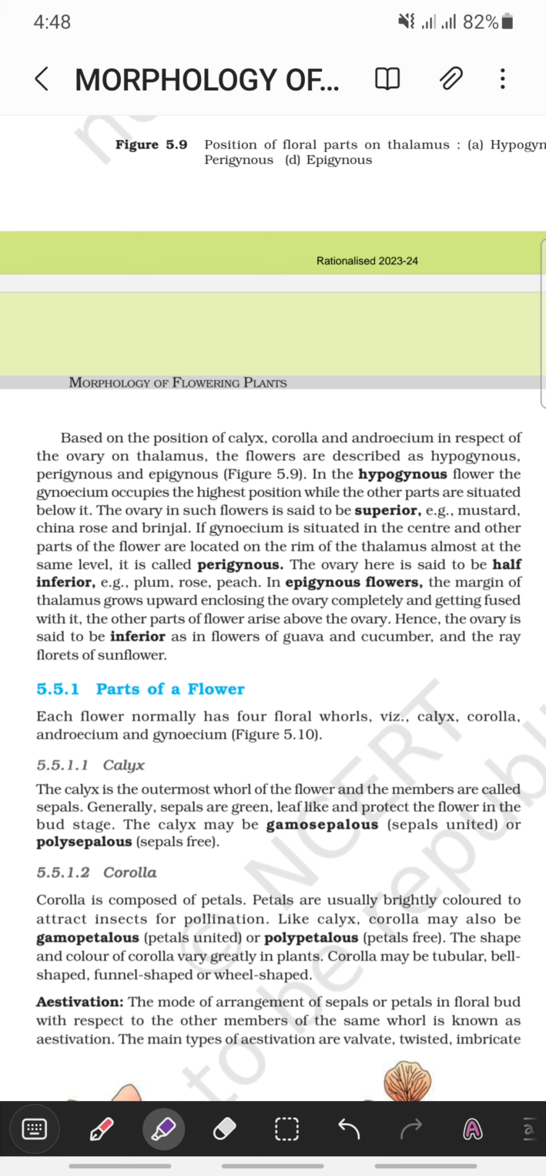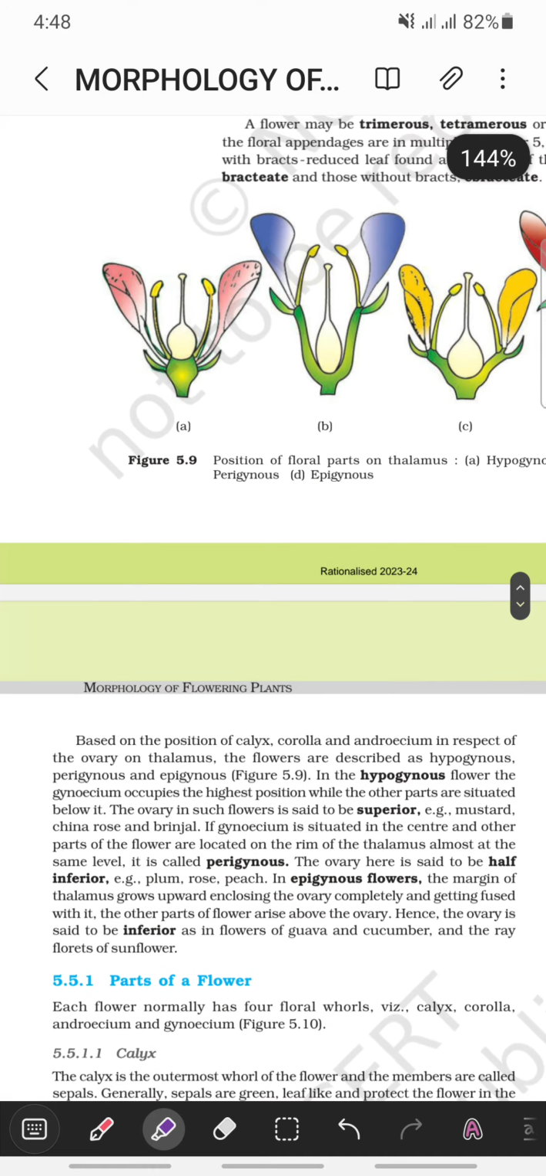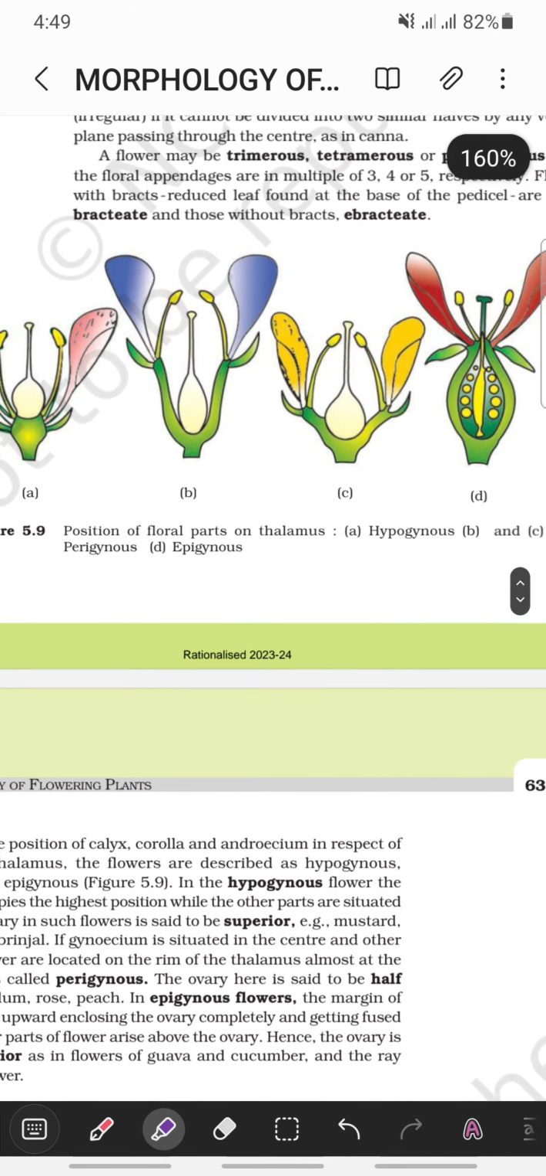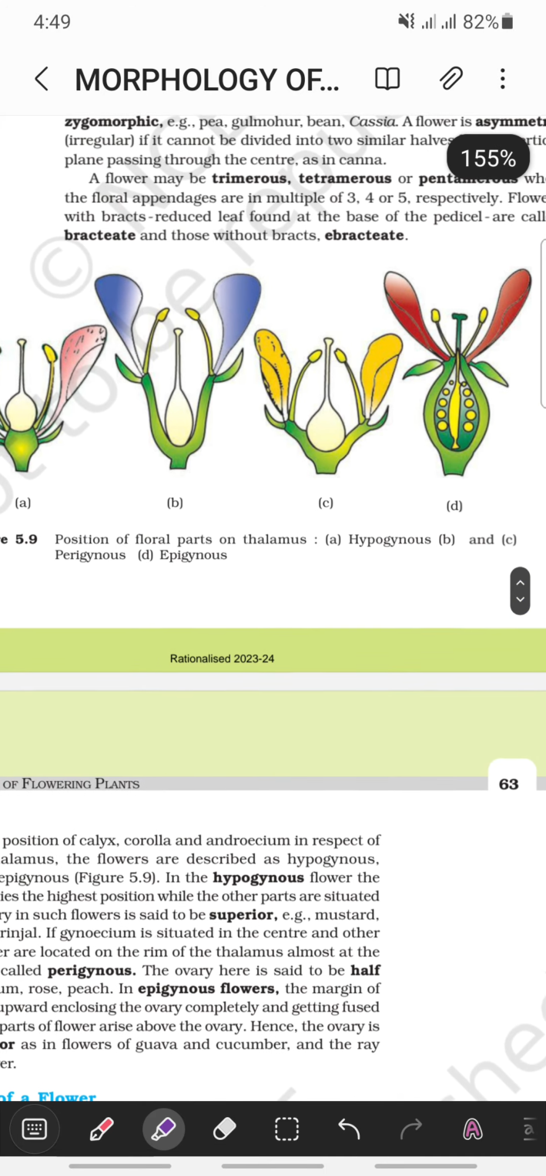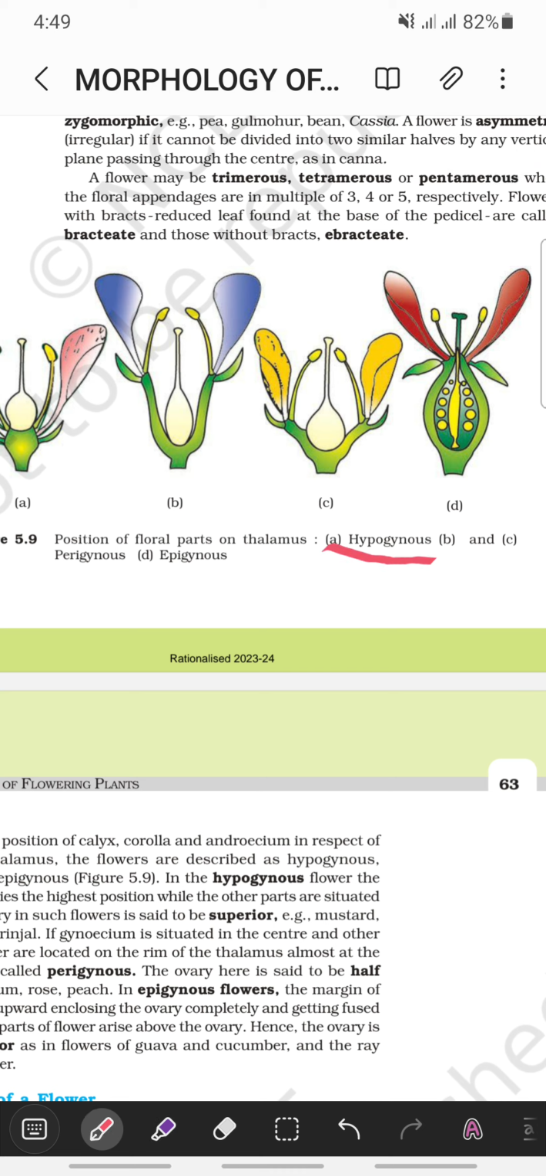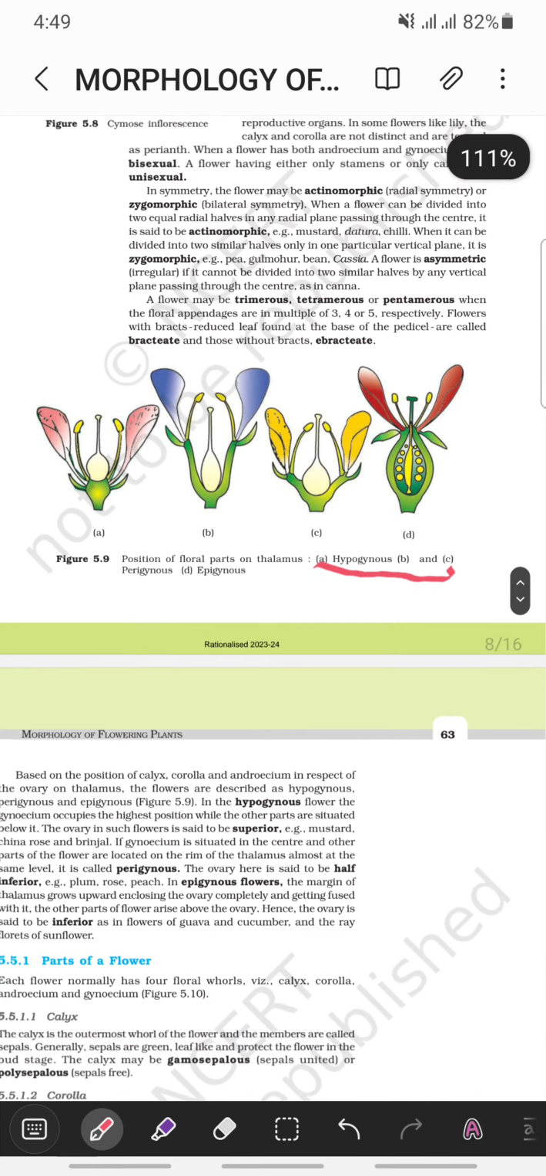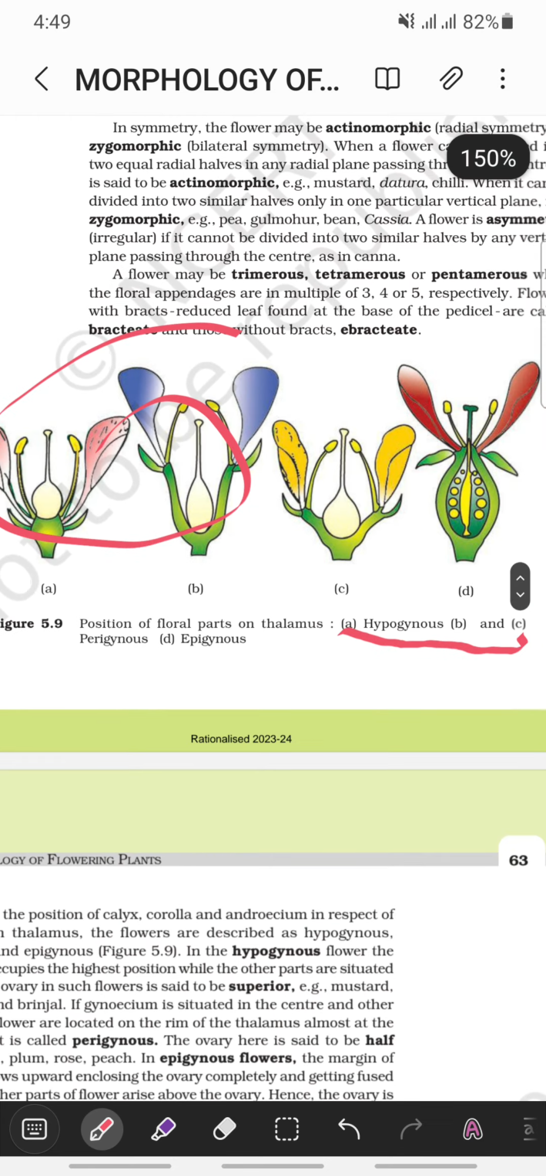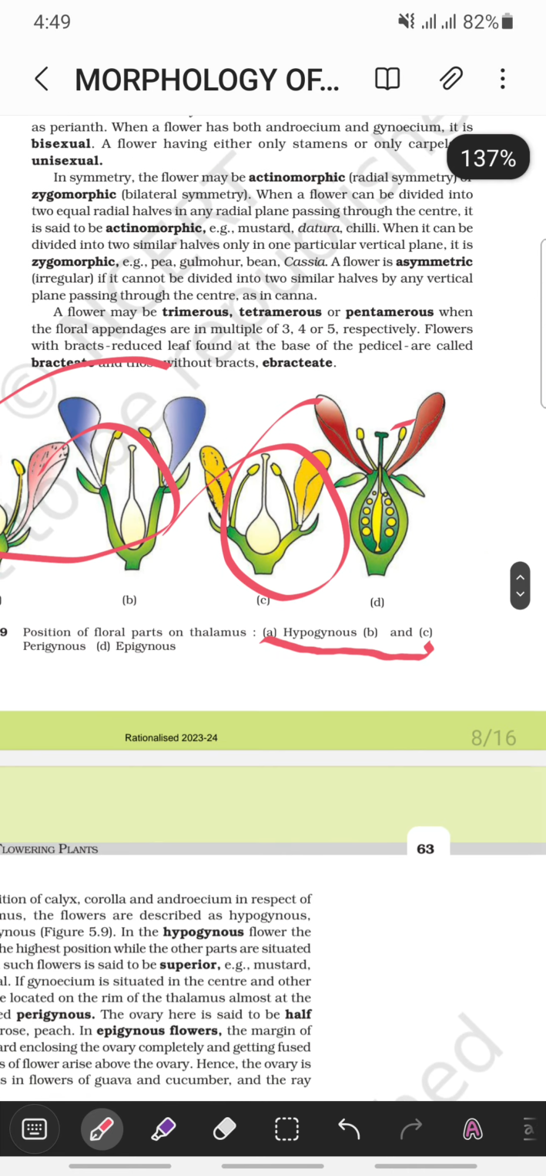Figure 5.9. Positions of floral parts on thalamus: A and B hypogynous, C perigynous, D epigynous.